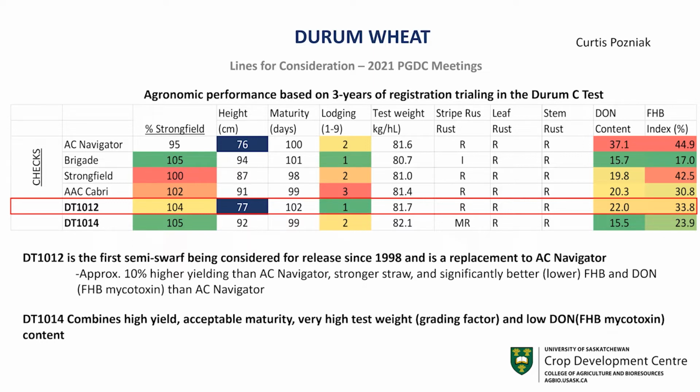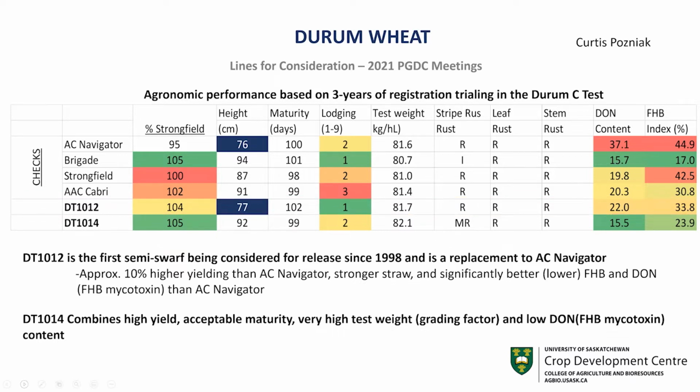A couple of days later than Navigator for maturity. It's very good for lodging, on a scale of 1 to 9, it's a 1. Test weight and kernel size are about the same, and the same package for disease resistance, with an improvement for DON content. You can see on the last table, DON content and Fusarium head blight index are much lower compared to AC Navigator.